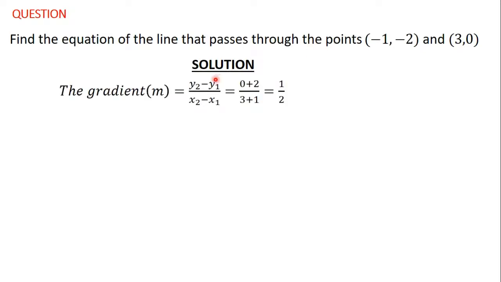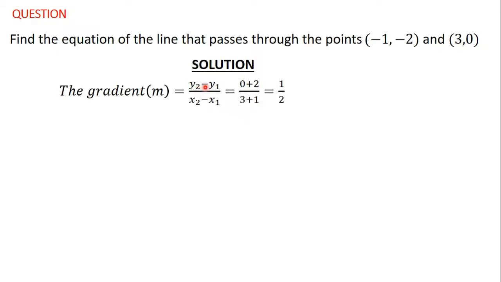And we are going to use the formula y2 minus y1 divided by x2 minus x1. (-1, -2) is the first point, so that is going to give us x1, y1, and (0, 3) is the second point, so it's going to give us x2, y2. What it means is that 3 is y2, -2 is y1, 0 is x2, and -1 is x1. So we substitute this information into the formula.